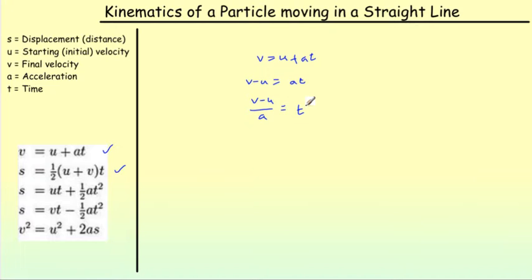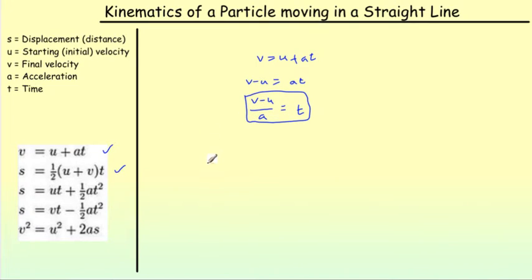So what we're now going to do is we're going to actually substitute this value of t. So we have t is equal to v minus u over a. Instead of t, we're going to sub this into our other SUVAT equation, down here, this one here. So s is equal to a half of u plus v times t. So instead of t, we're going to put in this here.